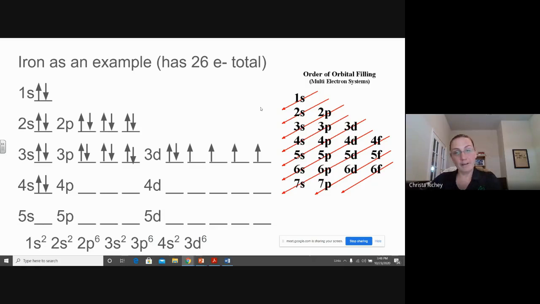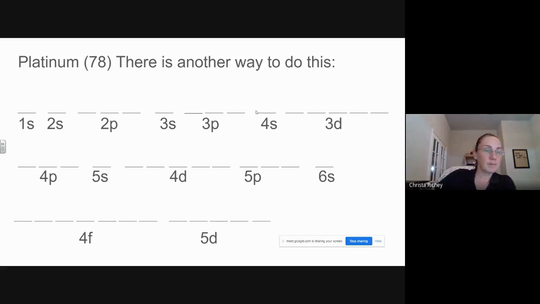Now here's the one that I finally waited to record this class because I didn't have platinum done. There were too many arrows. It's like 90 something arrows. Now 78. Platinum.